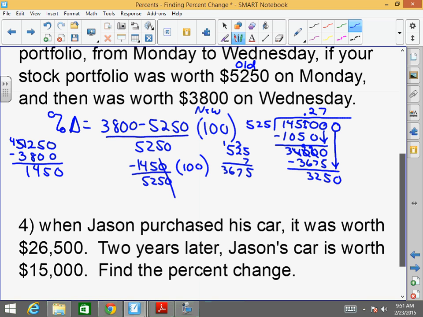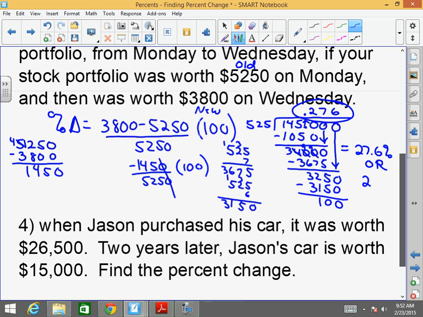Okay. How many times is 525 going into 3,250? 6. Let's try 6. We got 0, 3, 12, and 3. That's 5, 1. There you go. 6. So that's 3,150. For our purposes, I will let you stop here and round to the nearest percent. So this is 0.276. Wait, you got to multiply by 100, which equals 27.6%, or 28%. But remember, this was a negative. So this would be a 28% decrease.